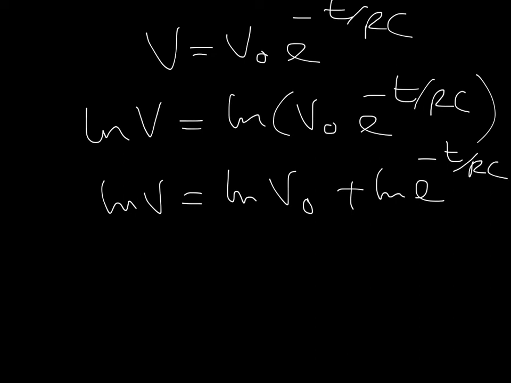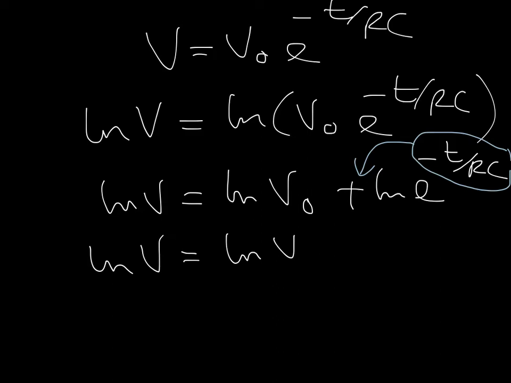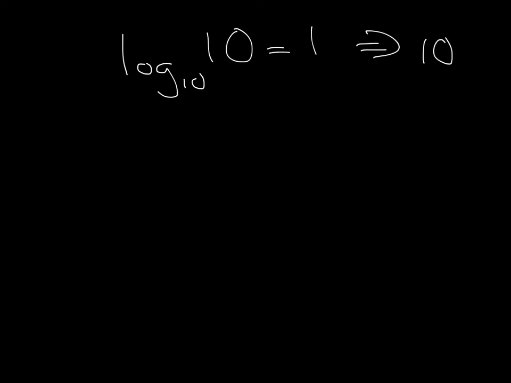Again, we've got lovely log laws here, so we could take this power down to the front, and we get ln V equals ln V0 minus t over RC ln e. Right, you're all aware of the fact that the log to base 10 of 10 equals 1, because 10 to the power of 1 equals 10.